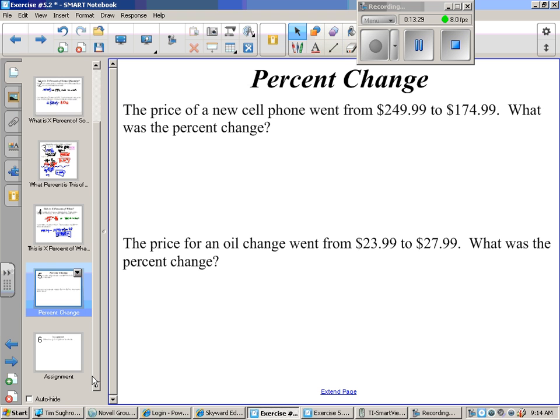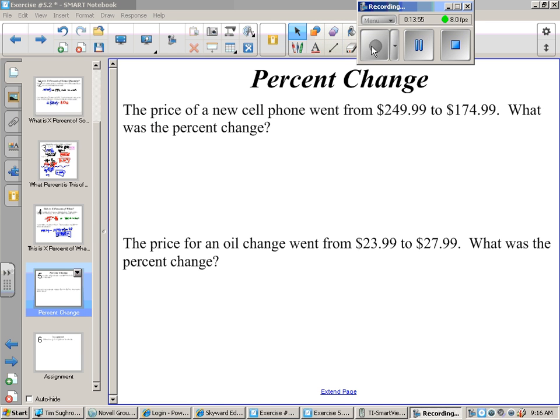Okay, last one, then I'll give you the assignment, percent change. And the last one we did really was a percent change, but here it is. Okay, go ahead and write these two down. All right, there are two different ways that you can look at this problem as well. I'll try to give you a shortcut when we're done with the first way. But to start out with, the price of a new cell phone went from $249.99 to $174.99. What was the percent change?